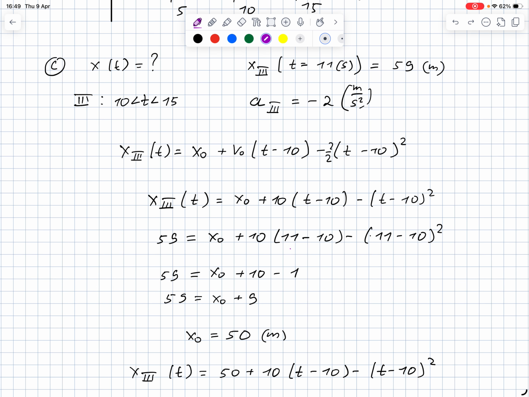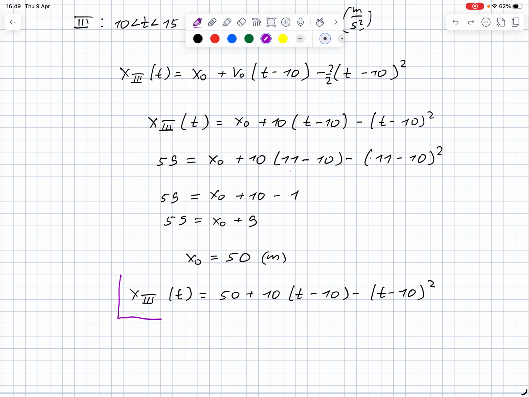So finally, we can see that this is the expression for position at any given time t for the third interval of time. This is the initial position when t equals 10 seconds, which is the initial time for this interval. And in the previous part, we also calculated that the initial velocity when time equals 10 seconds is 10 meters per second.